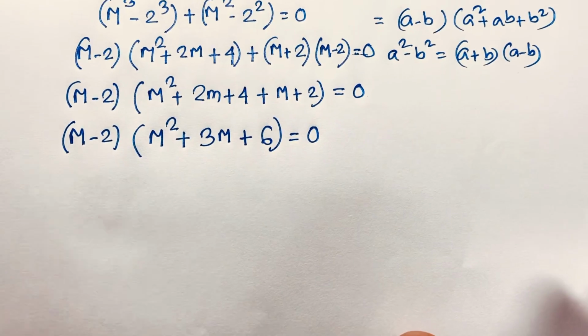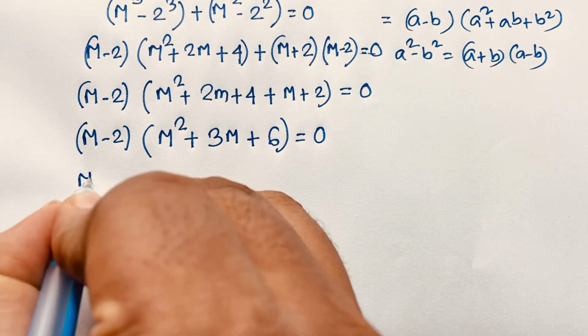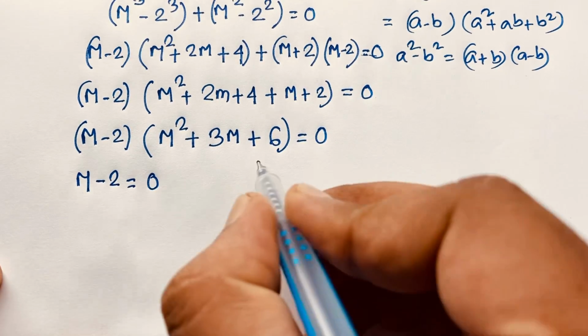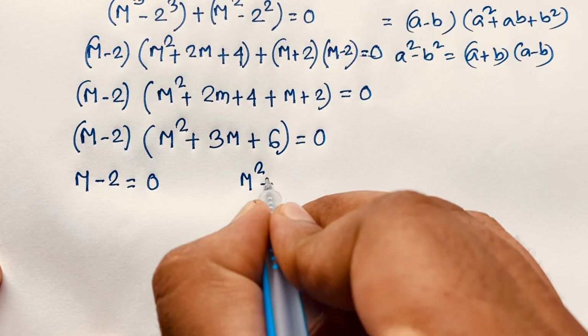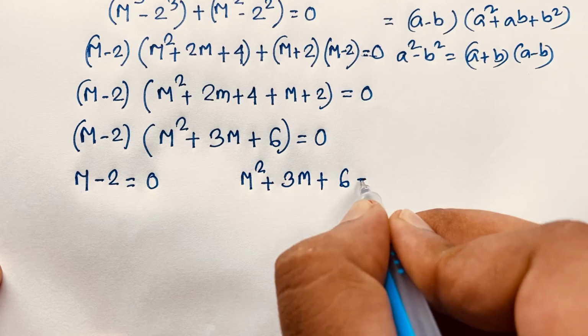So we find two cases. Our first case is m minus 2 is equal to 0, and the other case is m squared plus 3m plus 6 is equal to 0.